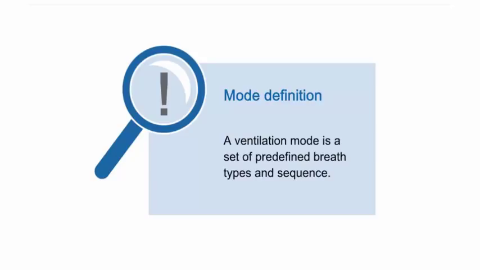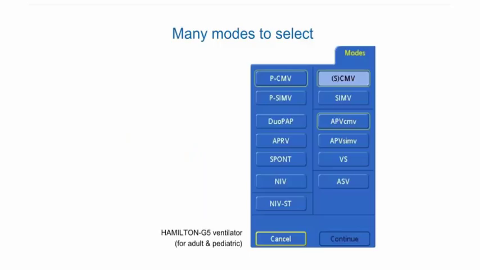A ventilation mode is defined as a set of predefined breath type or types and sequence. Every mode has its own intended applications. A modern ventilator usually provides several ventilation modes to meet various clinical conditions. Only one mode can be used at a time. When you select a mode, it means that you consider it to be the most suitable for this patient now. The ventilator simply obeys your order. We will discuss mode selection in depth in Section 11, Bedside Mode Selection.